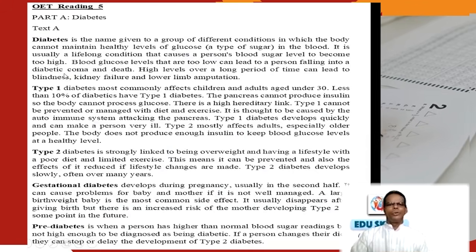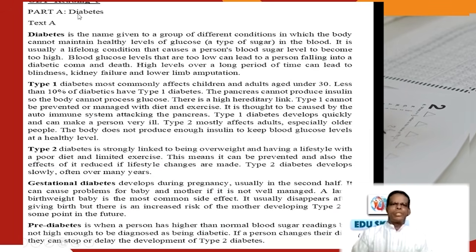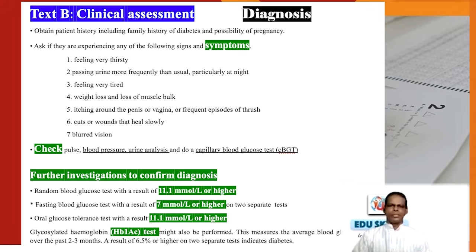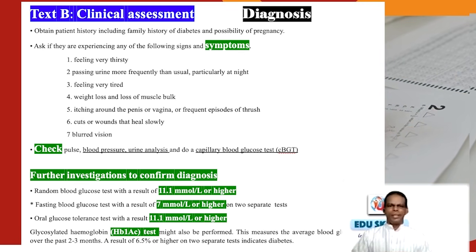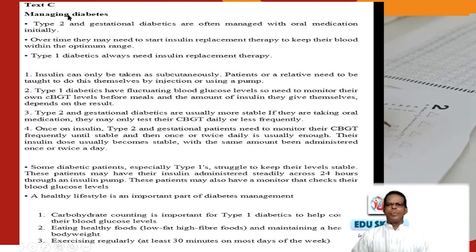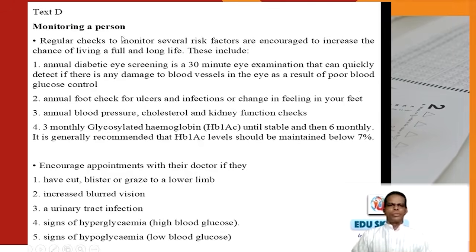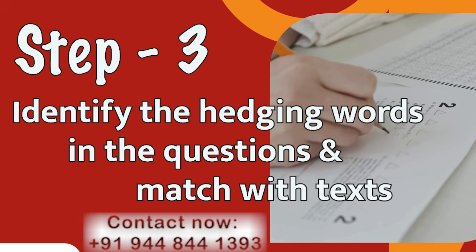Now I am going to show you this particular text. For the skimming part, you need to just look into this. This is first, text A, which speaks about the definition or description of the condition. The subheadings you have: diabetes, type 1, type 2, gestational diabetes, pre-diabetes. That's all you need to look into in skimming. Then you have text B, clinical assessment. So what are these lists? They are the symptoms. Then you have PGBT, then further investigation to confirm diagnosis. Text C, managing diabetes. You have the management part of it. Then you have monitoring a person with diabetes. What is to be done? Let's see how you can work it out.